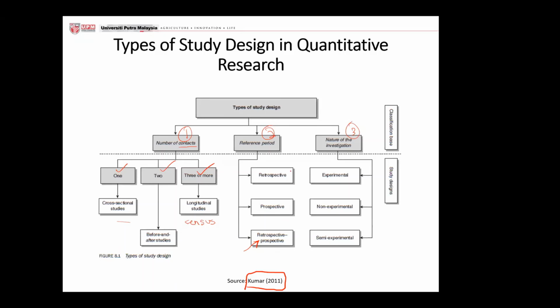And thirdly is the nature of the investigation. This is where I think is the easiest classification that you guys can immediately be familiar with. First is experimental, non-experimental, and semi-experimental. Some people also mention that as quasi-experimental.